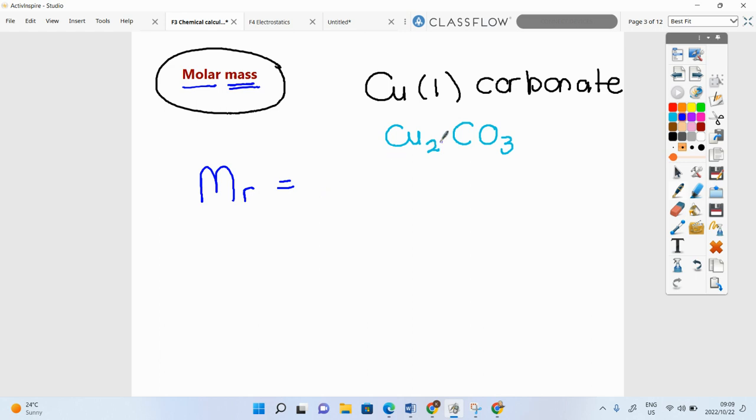So where am I going to get the molar mass from? Periodic table. So we've got 2 coppers. What's the mass of copper? 63.5. Please don't round them off. Those are already the rounded off values on your periodic table. Plus carbon, plus 3 oxygens, so it's 3 times 16, and the rest is your calculator's work. Calculator person, what is this?